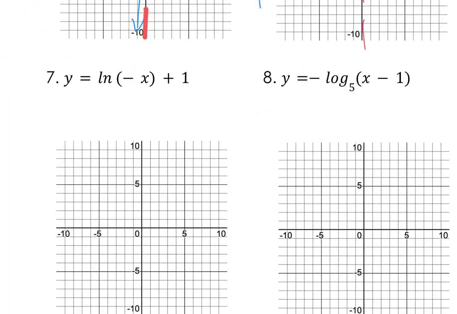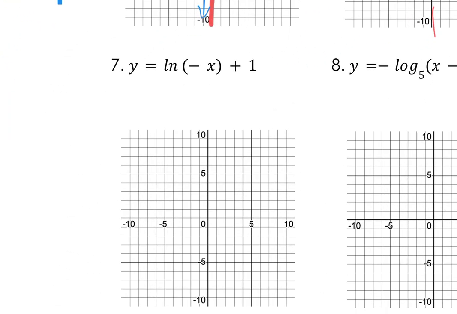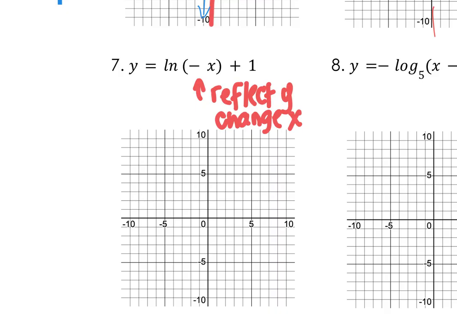Okay, number 7. We have some things going on here. We have this -x, which means we will reflect over y, so reflect y. So it will reflect y, which means you will change x. Change x. Then we have this up 1, which means our origin will go up 1. So let's put in our asymptote. Our origin goes up 1.